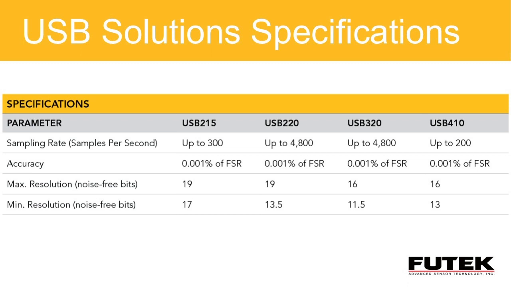Tremendous resolution, offering 16 to 19 bits of maximum resolution, and as far as minimum resolution, 13 to 17. Another key aspect to USB solutions, our testing has shown that we reduce the amount of noise introduced into the system by coming right in with our millivolt signal and going through our A to D versus using an amplified solution and going into an A to D, as would be typical for a PLC environment.